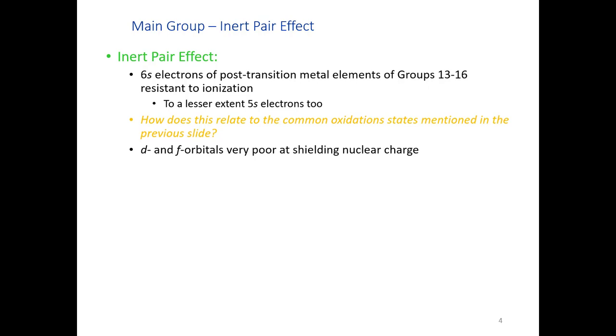The reason why they are so poor at shielding nuclear charge is almost the exact same as the reason why p orbitals are bad at shielding nuclear charge. This will probably make more sense in the next section of the course when we look at the transition metals.